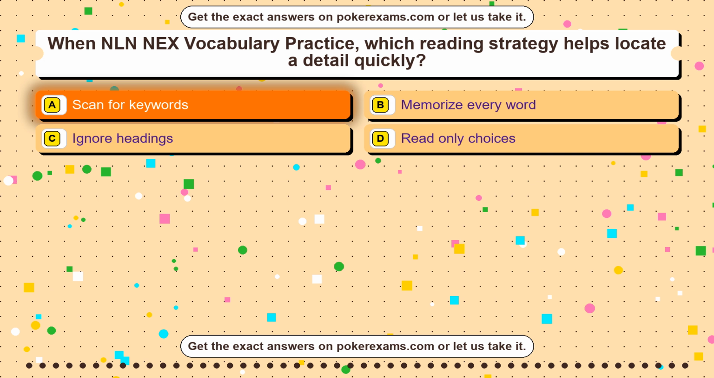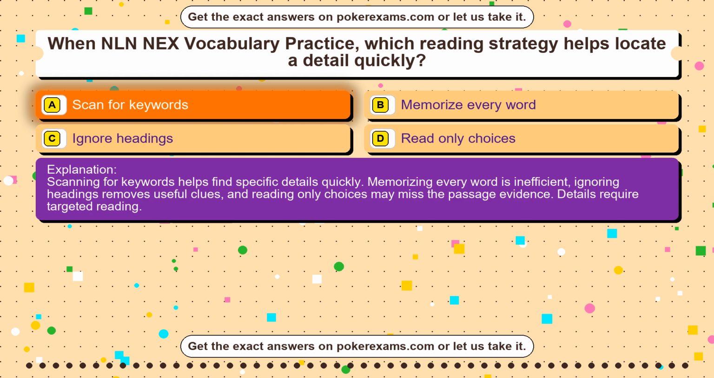Scan for keywords. Loaded language can reveal bias because it pushes emotion or opinion. Neutral data, balanced evidence, and exact citation usually strengthen reliability. Bias often appears in word choice.